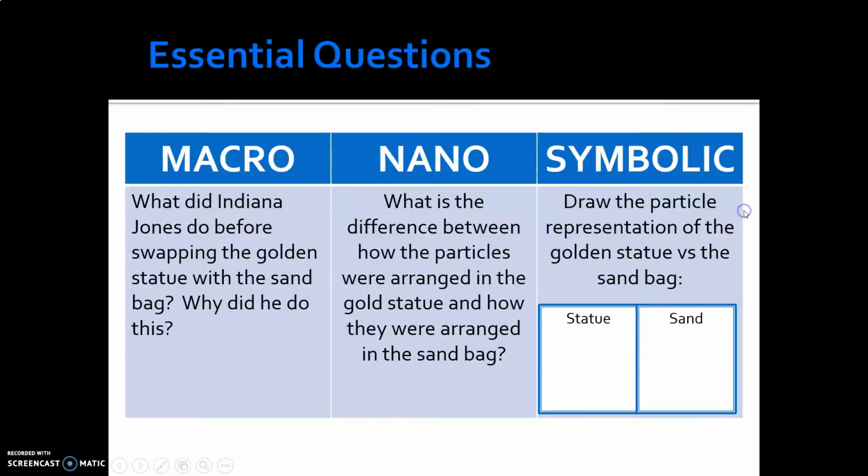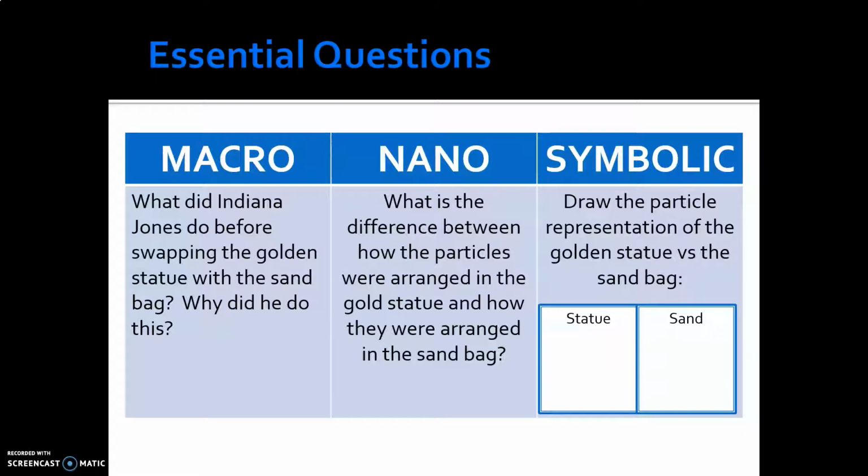as usual. Alright, so for our essential questions, you should have your CAMI journal open to the last part. So in the macro, what did Indiana Jones do before swapping the statue with the sandbag, and why did he do this? Right, so we saw Indiana Jones put his hand inside the bag and take a little bit of sand out. What he was trying to do was reduce the mass of the sand inside of that bag, because he needed the mass to be the same as the mass of the golden statue.